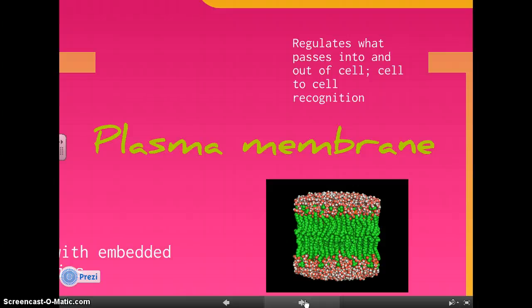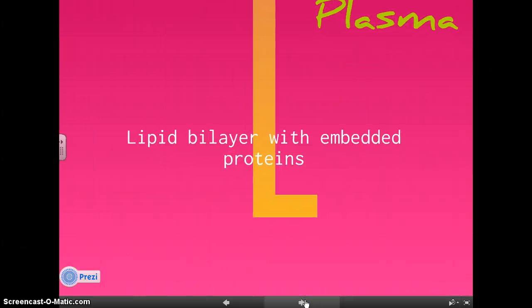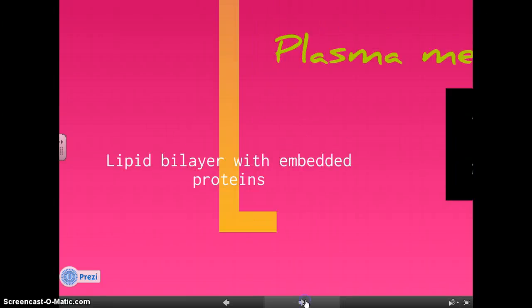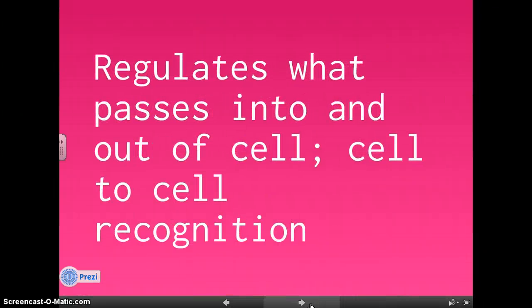The plasma membrane. This is a lipid bilayer, meaning it is made up of two layers that has embedded proteins, and these proteins can have multiple functions. First, they can regulate what passes into and out of the cell. They also play a role in cell-to-cell recognition, so making sure that nothing foreign has entered your cell, also making sure that whatever enters your cell is supposed to be entering your cell, and same goes for whatever is leaving your cell.